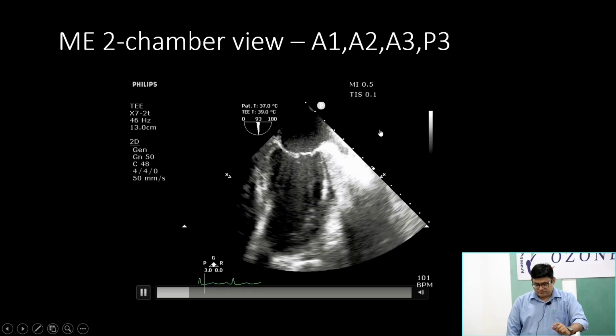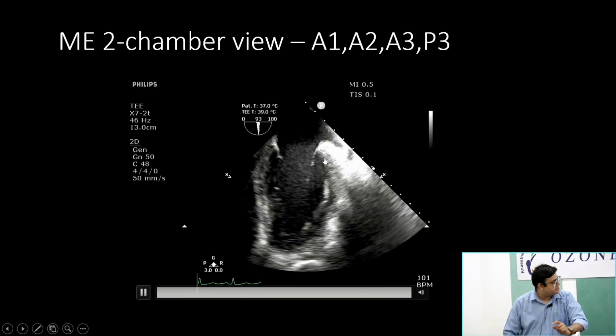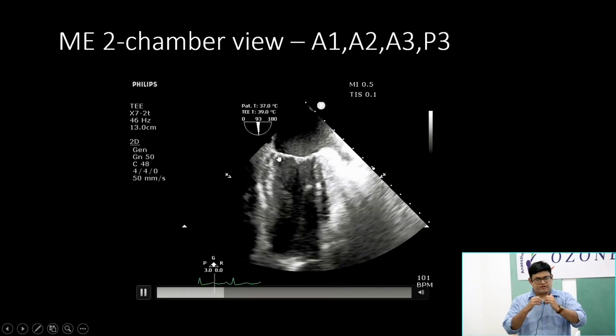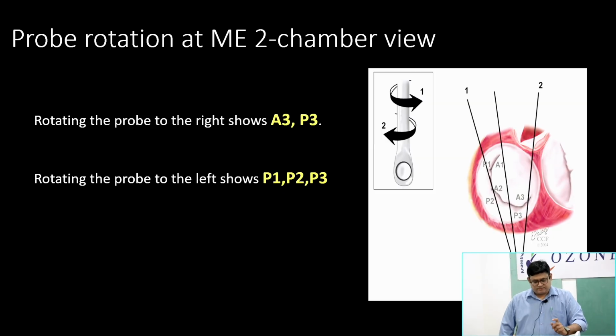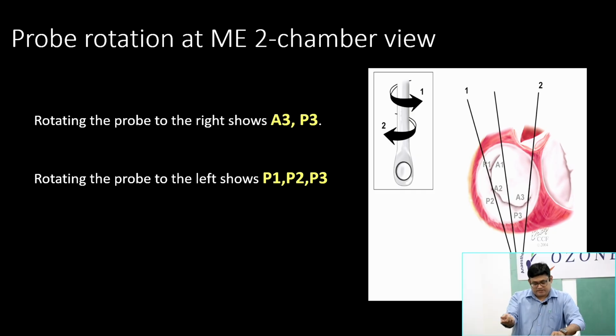So this is your view. This is your left atrial appendage. This small structure here is your coronary sinus and you have your A1, A2, A3 and this A3 segment is coapting with the P3 segment of the mitral valve. Now again, probe rotation at the mid-esophageal two-chamber view: rotating the probe to the right will show more of your A3 and P3, that is posteriorly, and your posteromedial commissure, and rotating the probe to the left will bring again the whole P1, P2, P3 into view.